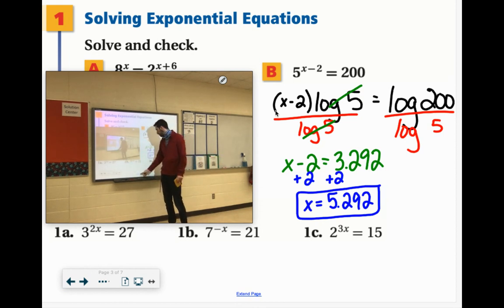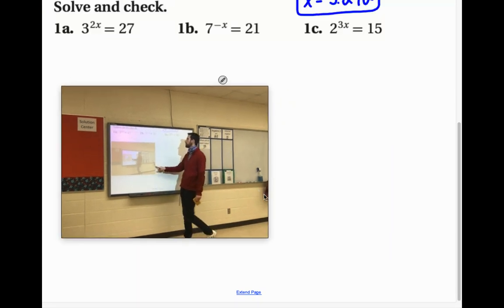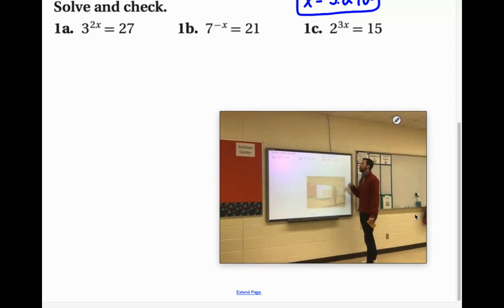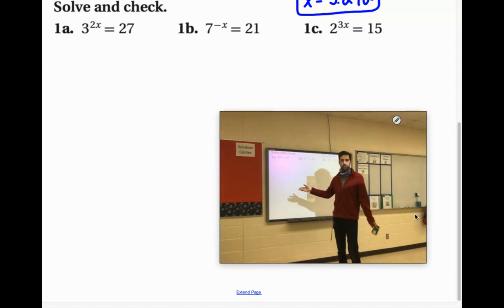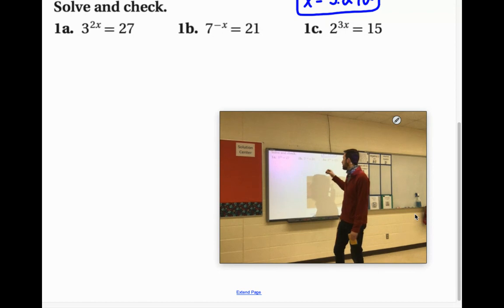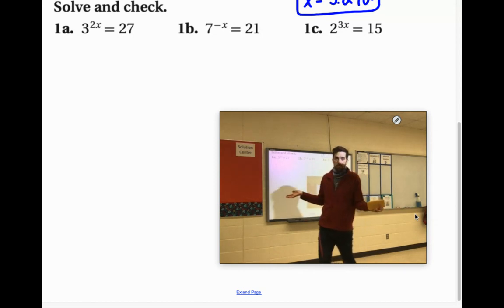Log them. Kenny Loggins. So I want you to pause here. I'll actually start the next video here and try these 3 problems out. You might need to log both sides. You might be able to keep the same base. I don't know. See what you can do.